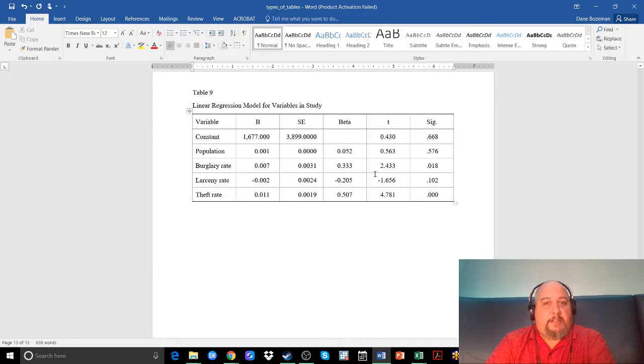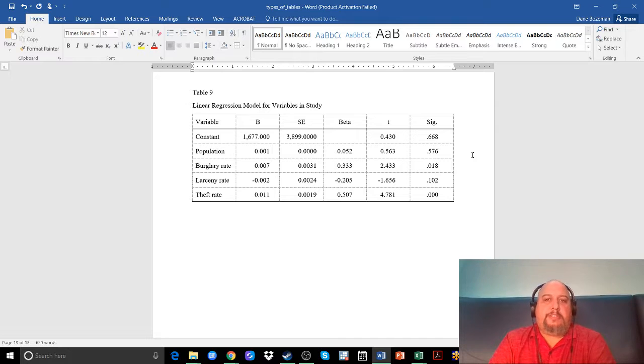We then have a t-value, which, depending on what type of table we build, we can also do some information. And then finally, your sig value. And that's the part that most students care about. Is it less than 0.05? Most of this information can be found when you interpret your descriptive statistics.